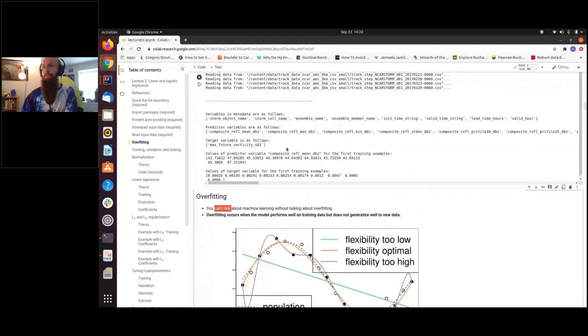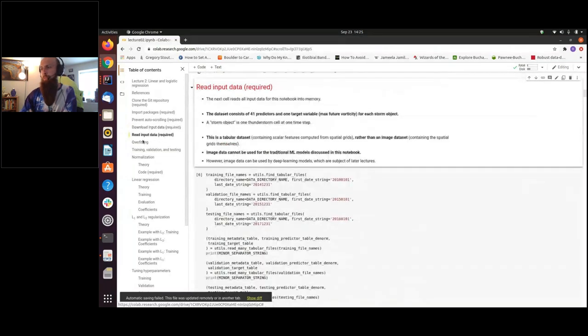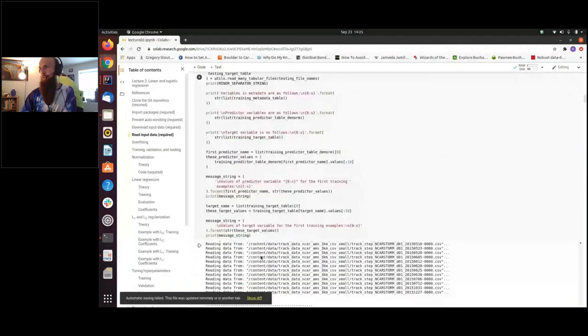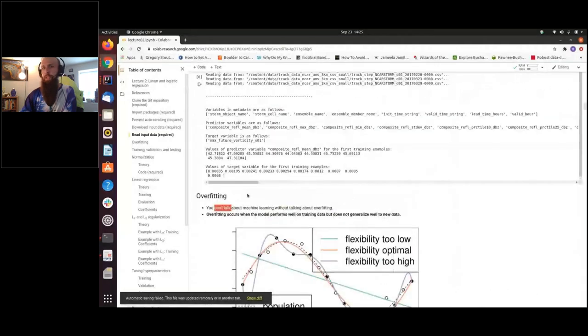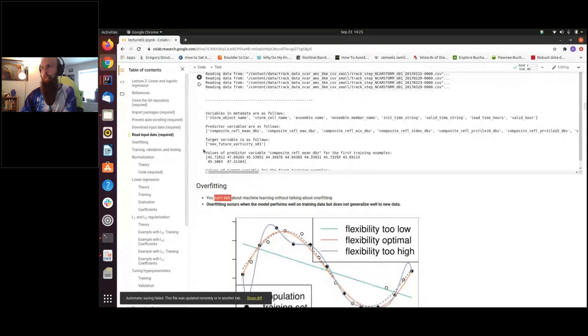These first few code cells are just importing the Python packages we need, doing housekeeping stuff, basically downloading the input data and then reading the input data. The input data we have are a whole bunch of storms. Each observation, or each example in this case, is one storm object. So it's one storm cell at one time step.